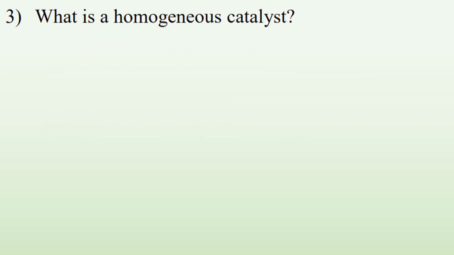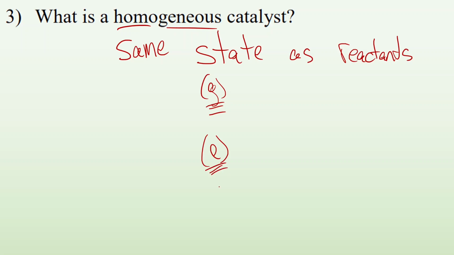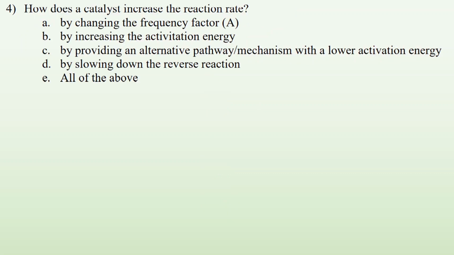Number three, what is a homogeneous catalyst? Homo means the same. So if we're talking about a homogeneous catalyst, it's in the same state as the reactants. That's what makes it homogeneous, right? I've got all these gas reactants, I've got a gas catalyst. I have all these liquid reactants, I have a liquid catalyst. I've got all these solid reactants somehow, I have a solid catalyst. That's what that means.